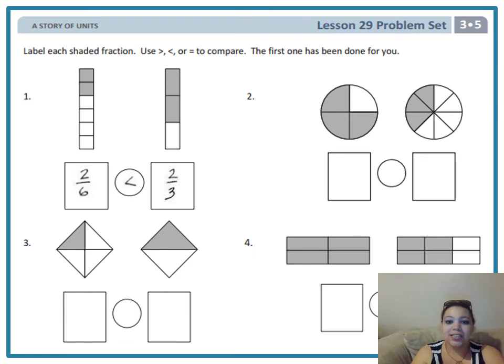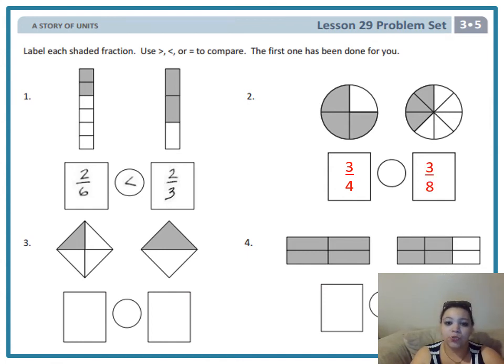All right, so let's look at that on your problem set, what that looks like. So number 1 has already been done for you. So let's look at number 2. All right, so what is the shaded amount in that first picture? Yeah, it's 3/4 or 3 out of 4. What is the shaded amount in your second picture? 3/8 or 3 out of 8.